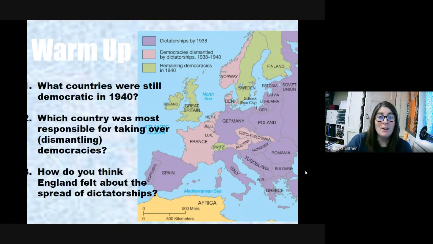The ones in pink used to be democracies, but they were dismantled by dictatorships from 1938 until 1940. So mostly Hitler and the Nazis were taking over those. The only remaining democracies were Switzerland, Great Britain, Ireland, Sweden, and Finland. So there were really only 5 countries in Europe that were still democracies and still free from a dictatorship.